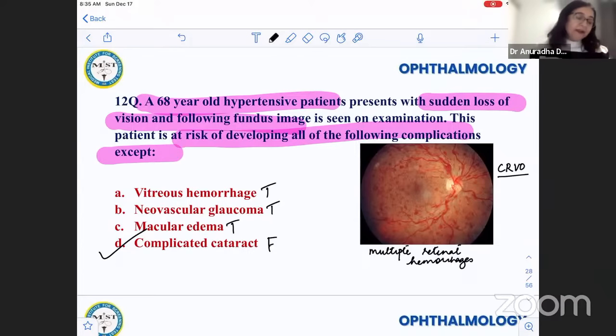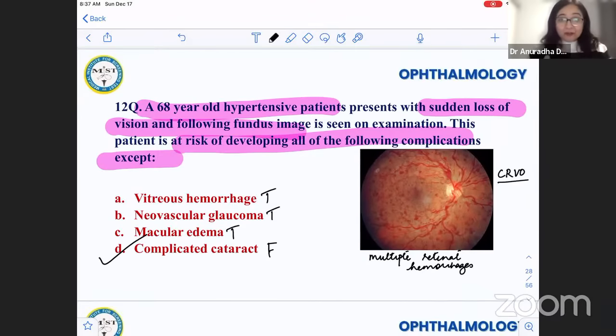Macular edema can occur in central retinal vein occlusion, Dr. Nazar. It can occur. So just giving you a thought. Central retinal vein occlusion, do not forget the fundus image. 100-day glaucoma, vitreous hemorrhage, macular edema can be the complications. Complicated cataract is seen in certain conditions, for example, uveitis, pathological myopia or high myopia, and retinitis pigmentosa. So these are the causes of complicated cataract.